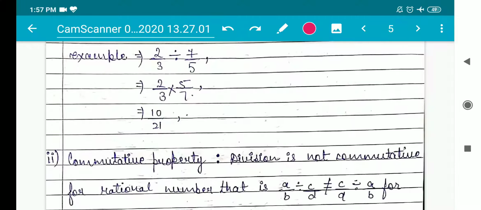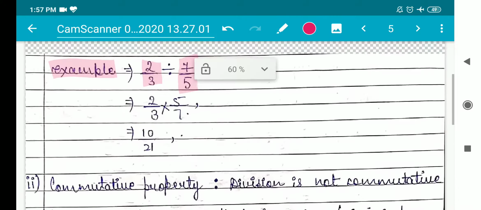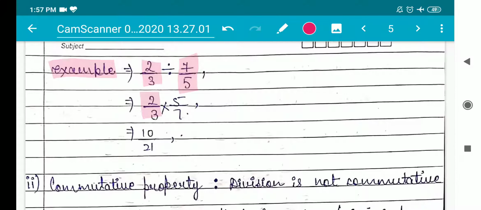One example is 2/3 ÷ 7/5. We will do the division process: 2/3 into the reciprocal of 7/5, that is 5/7, and we got the result 10/21, which is also a rational number.